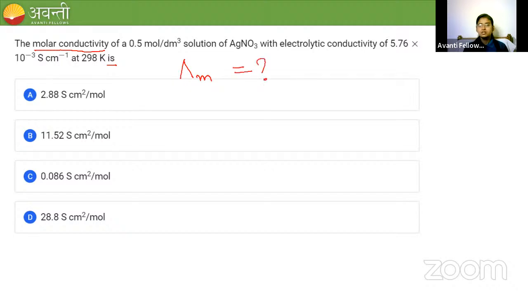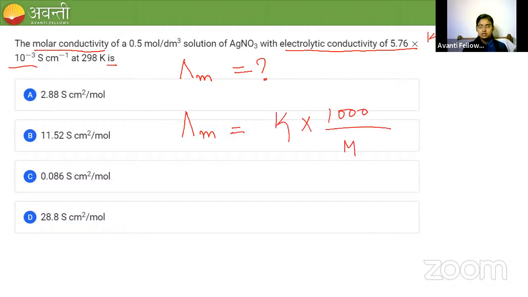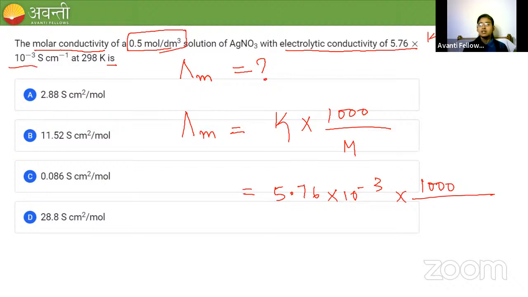So how to find it out? We are provided with the electrolytic conductivity value, kappa. So lambda m is equal to kappa into 1000 divided by M, which is kappa, 5.76 into 10 to the power minus 3, into 1000. What is the concentration? 0.5 mole per decimeter cube, which is nothing but number of moles per 1 liter. 0.5 moles is present in 1 liter of the solution. 1 decimeter cube is nothing but 1 liter.